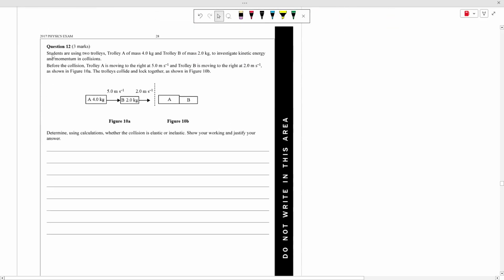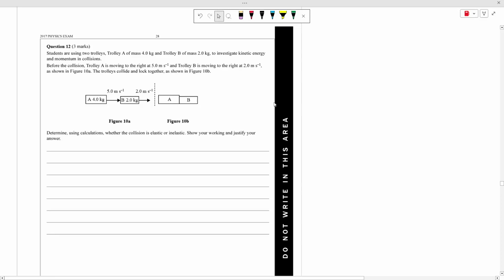All right, question 12. Students are using two trolleys, trolley A of mass 4 kilos, trolley B of mass 2 kilos, to investigate kinetic energy and momentum in collisions. Before the collision, trolley A is moving to the right at 5 meters per second. Trolley B is also moving to the right at 2 meters per second, as shown in the figure. The trolleys collide and lock together, as shown in figure 10b. Determine, using calculations, whether the collision is elastic or inelastic. Show your working and justify your answer.